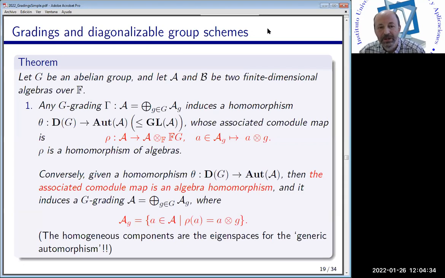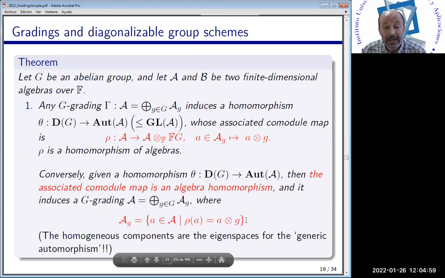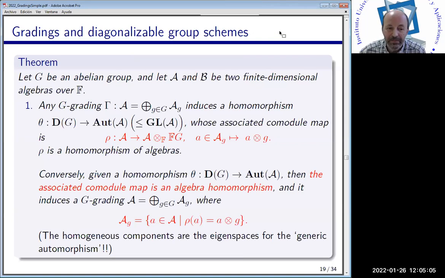So once we have one of these homomorphisms, we take the corresponding generic automorphism, which is an element, a point over the Hopf algebra representing the first group scheme. And this gives the generic automorphism of A, and you just take the eigenspaces of this generic automorphism. And these eigenspaces give the homogeneous components of the grading. And this works in both directions. Given the grading, you take the homomorphism, and in the reverse direction.